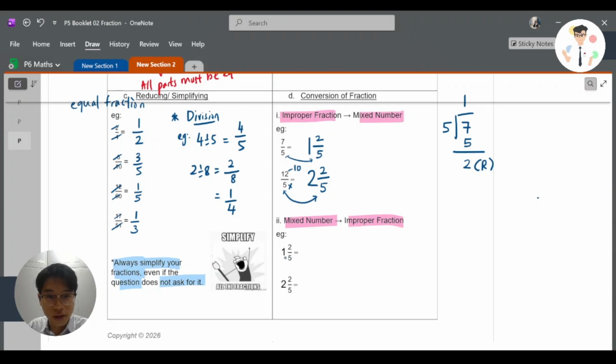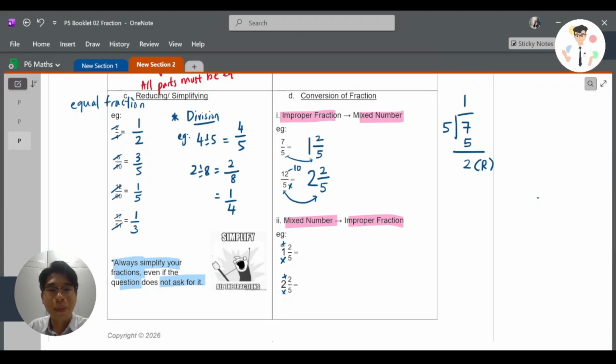I have 5 here, right? You multiply 1 and you plus 2. The same thing here, 5, I multiply by 2, I plus 2. So in this case, it will be like 5 times 1, which is 5, 5 plus 2, which is 7. So 7 out of 5. In this case, 5 times 2, 10, 10 plus 2, 12. So 12 out of 5. And that is basically the idea on how we convert improper fraction to mixed number or going back.